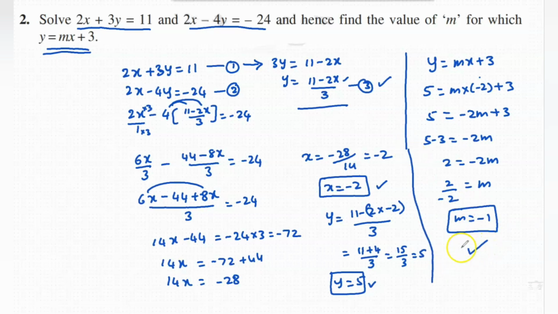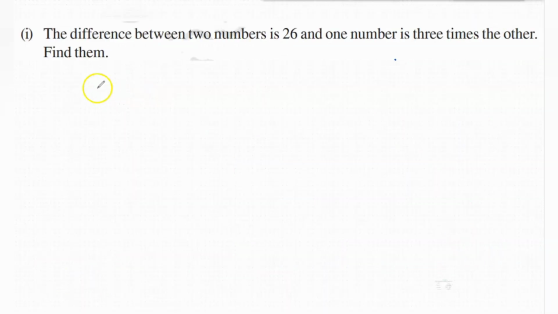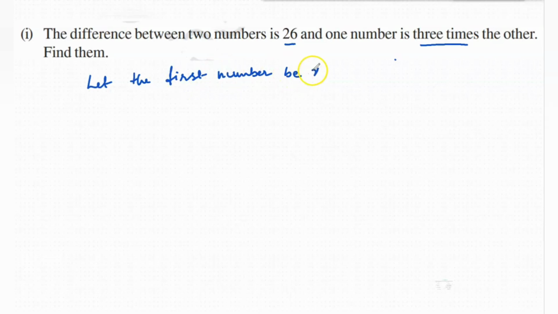Okay. Next, coming to the another question. Let us read the question once again. The difference between the two numbers is 26 and one number is 3 times the other. Right? Find the numbers. Okay. Now let us write, let the first number be x. Okay. Let us think of the second number as y. Let the second number be y.